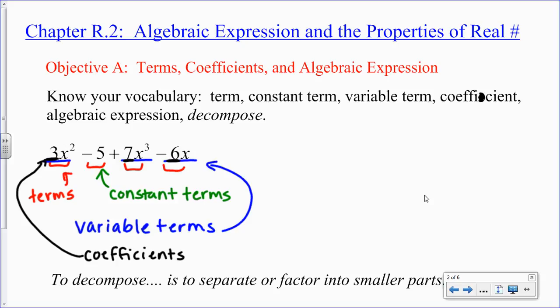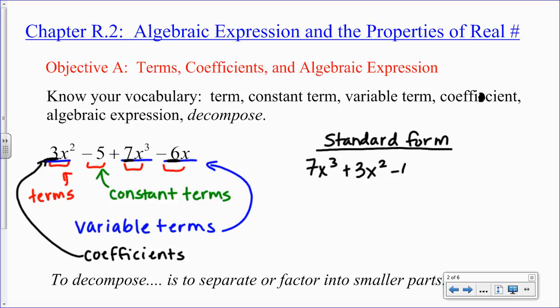Okay, something else we'll talk about is standard form. So standard form of an algebraic expression puts your terms in order with the variables, and you look at the exponents. The exponents go in descending order, so from greatest to least. So we'll start with 7x cubed, and it would be 3x squared minus 6x and minus 5. So you can reorder an algebraic expression however you need to, as long as you keep the signs the same.